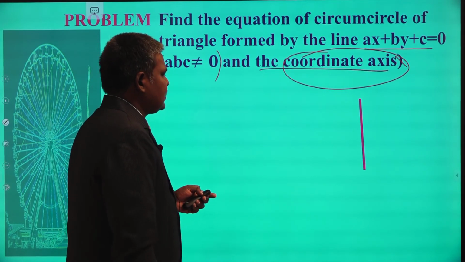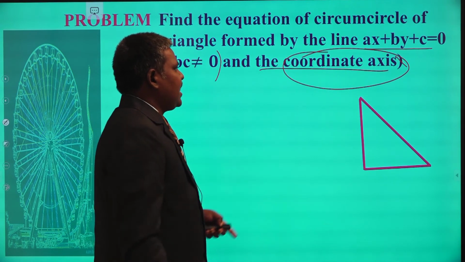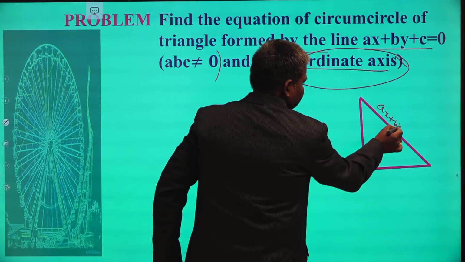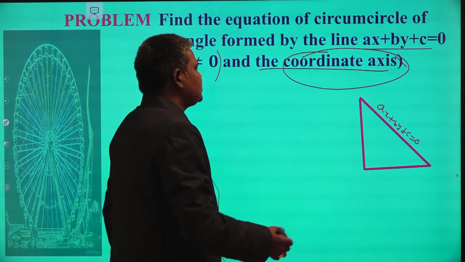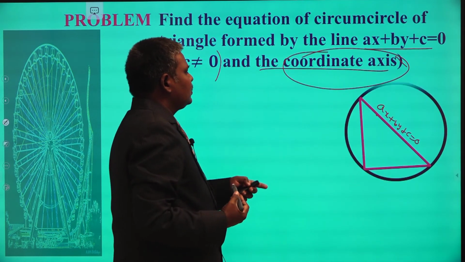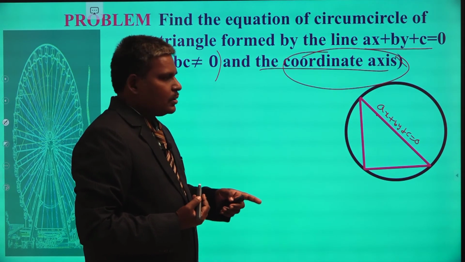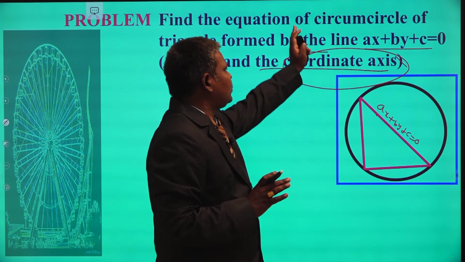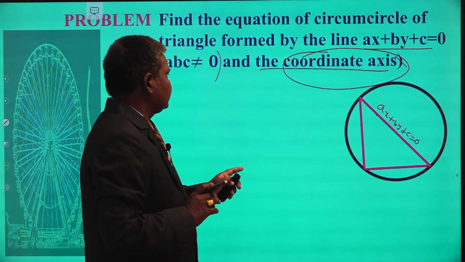This is the y-axis. This is the corresponding x-axis. This is the line ax plus by plus c is equal to 0. Now the circumcircle means the circle passing through these 3 points. Okay, this is your circle, right? How to crack this one? This is the diagram related to the information. Okay, your circle passing through origin.